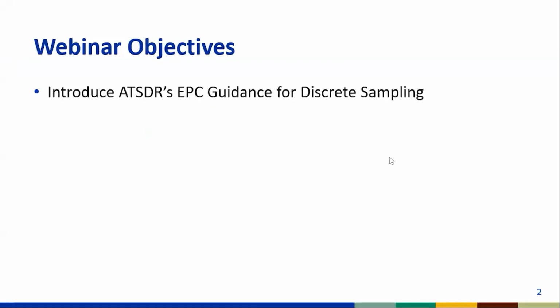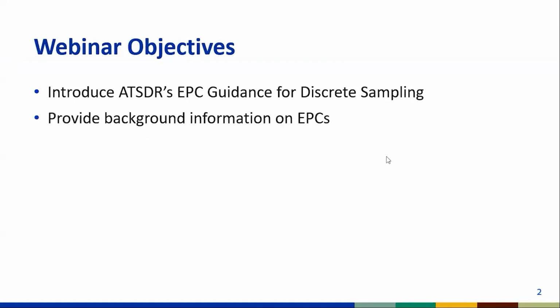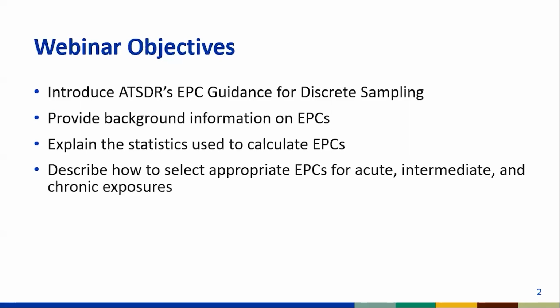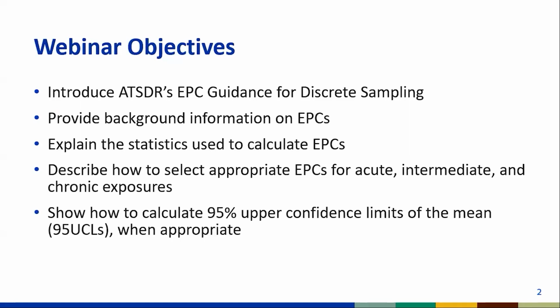During this webinar, I will present a series of slides describing ATSDR's guidance for determining the EPC for each contaminant in an exposure unit. I will introduce ATSDR's EPC guidance for discrete sampling, provide general background information on EPCs, explain the statistics used to calculate EPCs, describe how to select appropriate EPCs for acute, intermediate, and chronic exposures, and show how to calculate 95% upper confidence limits on the mean, or 95 UCLs, when that is the appropriate statistic.